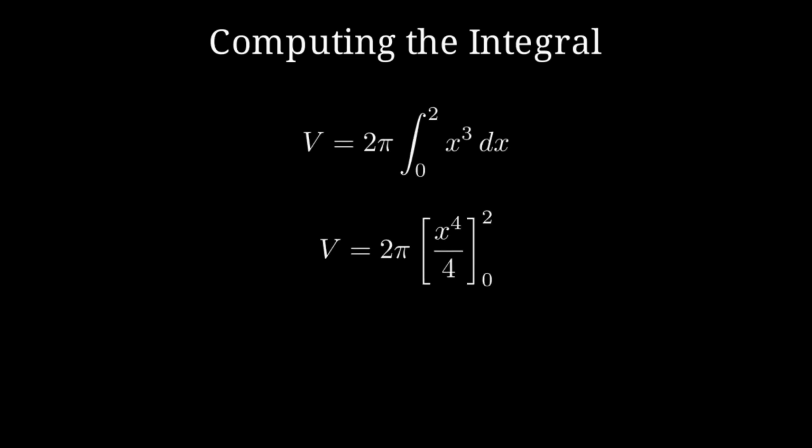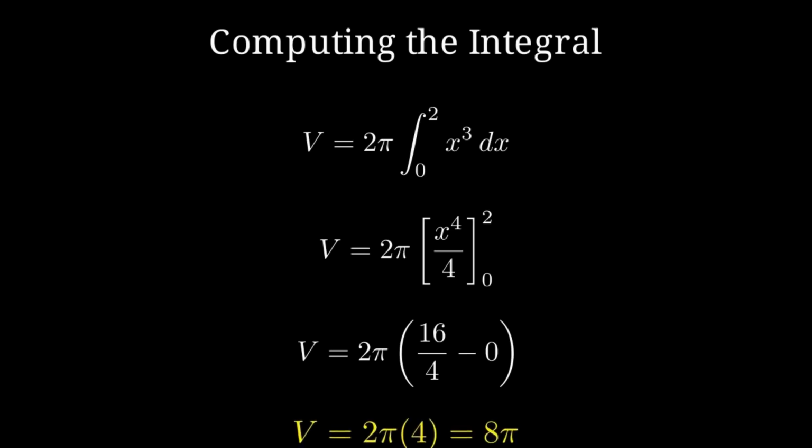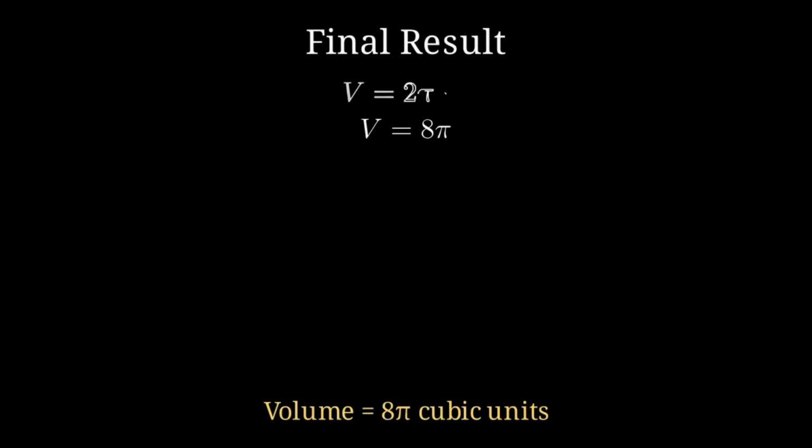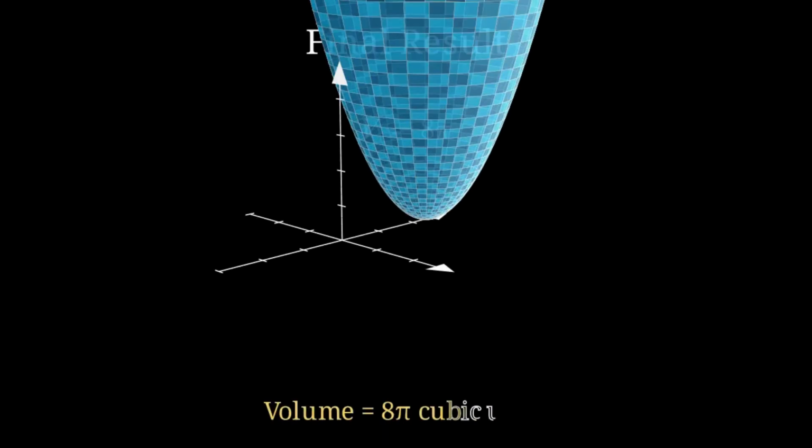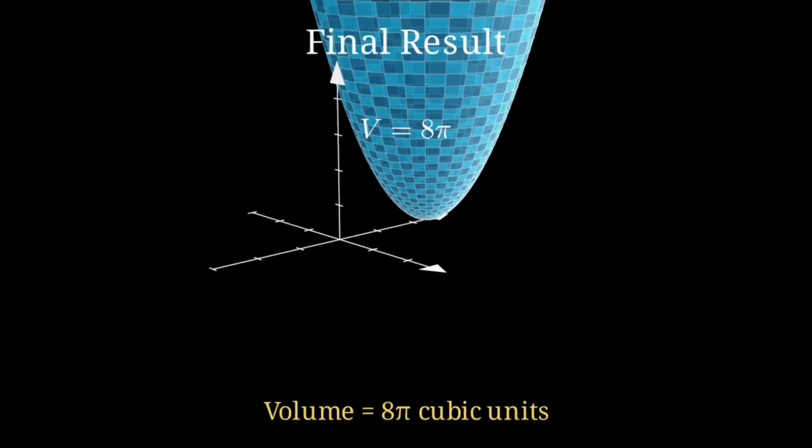Now we integrate. The antiderivative of x cubed is x to the fourth divided by 4. Evaluating this from 0 to 2 gives us 16 over 4, which simplifies to 4. Multiplying our result by the constant 2 pi, we find that the total volume of the solid is 8 pi cubic units. This represents the entire space occupied by the rotated region.